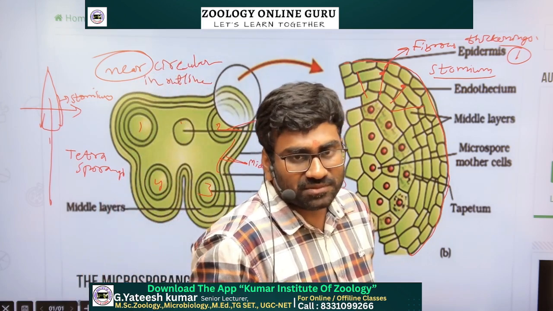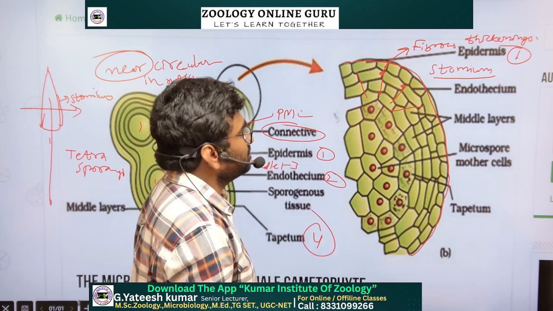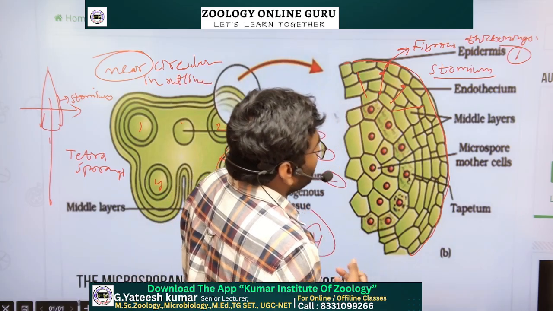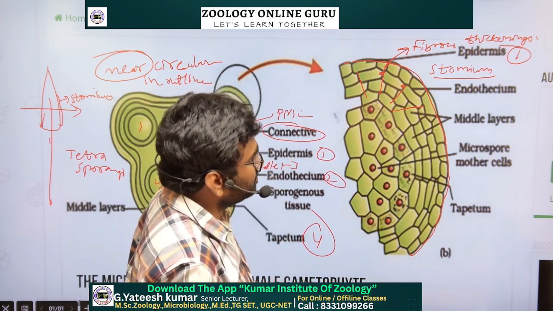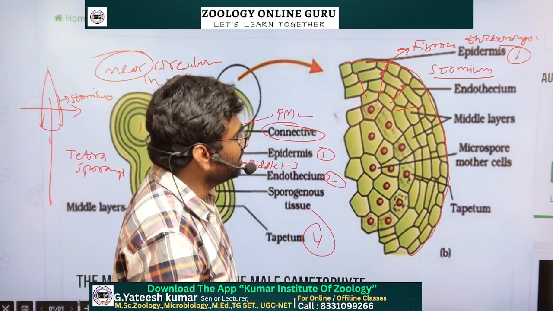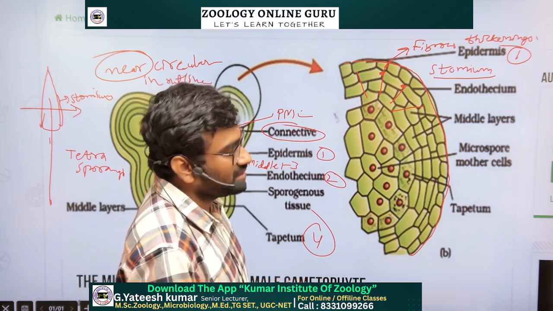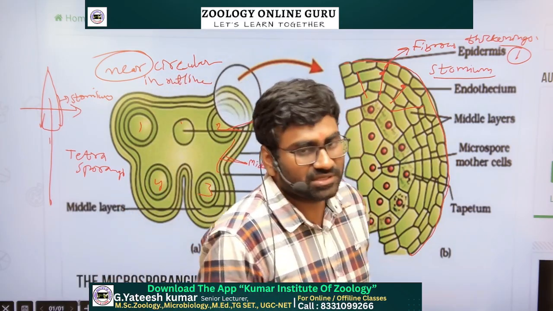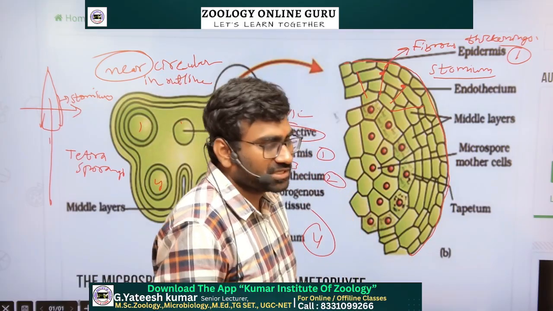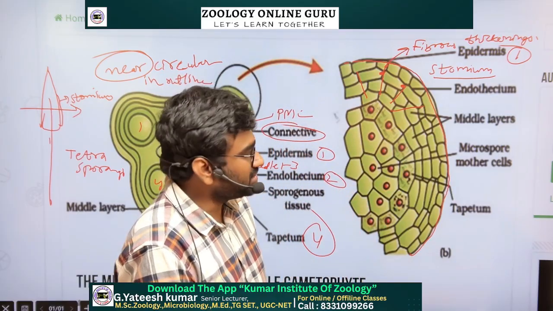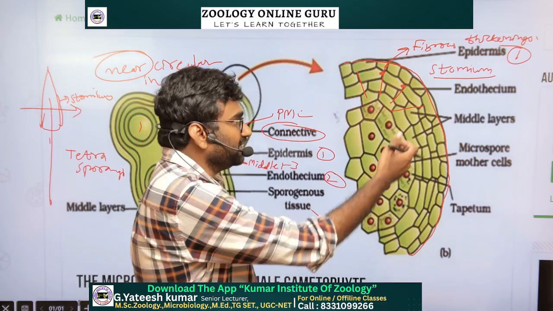At maturity, the cells lose water. When the cells of the endothecium become mature, they lose the water and become contractile. And the function of the endothecium is similar to the epidermis, that is protection and dehiscence of pollen sacs or anthers.